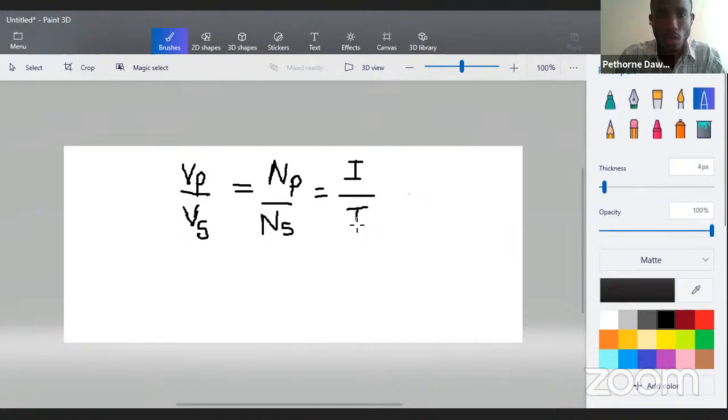Now, the addition is to put in how the current ratio goes. So it is still current over current. But here's the trick. With the currents, where you have primary in the numerator for both turns and voltage, the current now becomes actually secondary. And where you have secondary in the denominator for both voltage and turns, the current becomes primary.